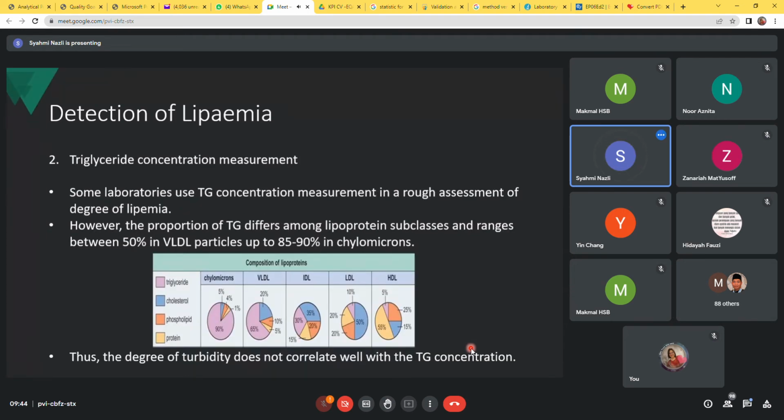And then next, by using the triglyceride concentration measurement, some labs use TG concentration as a rough assessment of the degree of lipemia. However, the proportion of TG differs among lipoprotein subclasses and ranges between 50% in VLDL particles and up to 85 to 90% in chylomicrons, as I told you before, and in this figure. So if you use TG concentration, it will reflect more towards chylomicrons as compared to VLDL and the other lipoproteins. So that's why the degree of turbidity does not correlate well with this TG concentration.